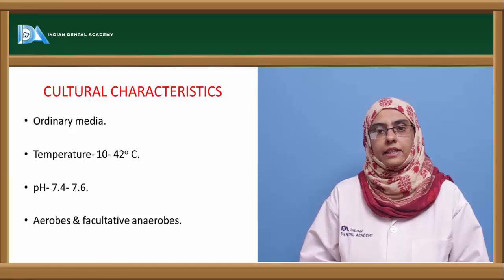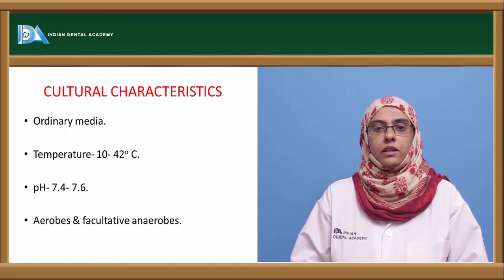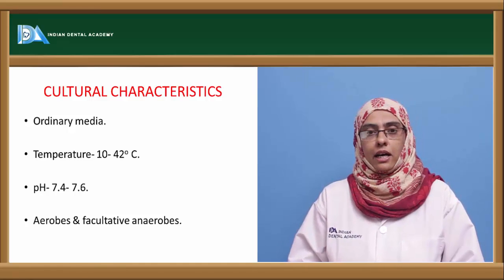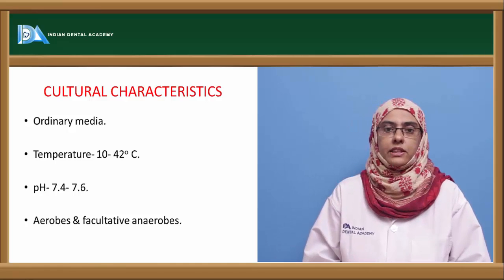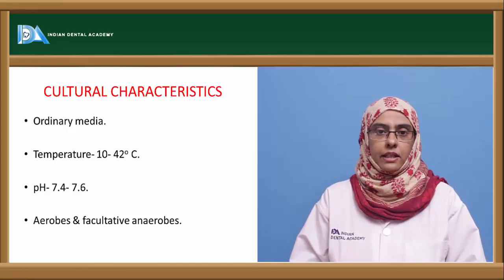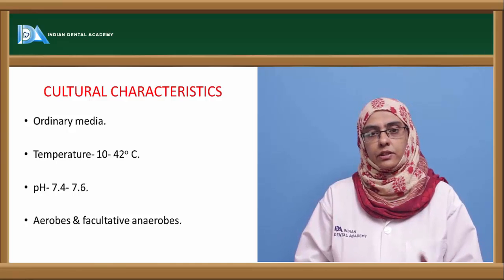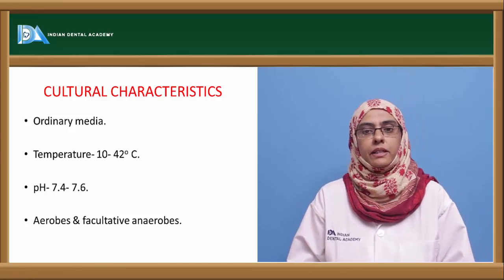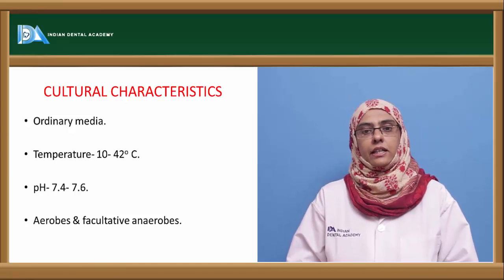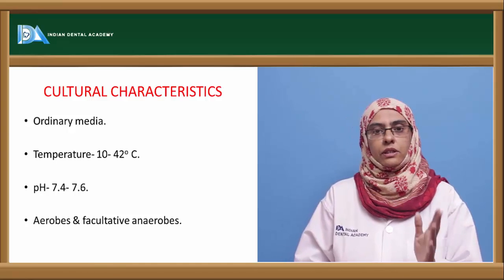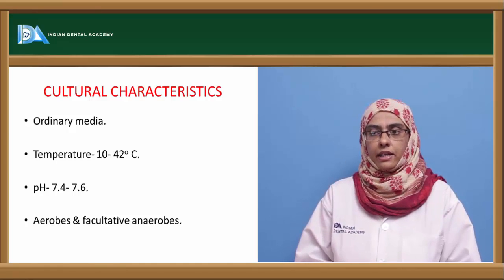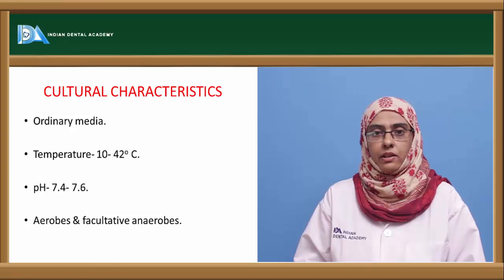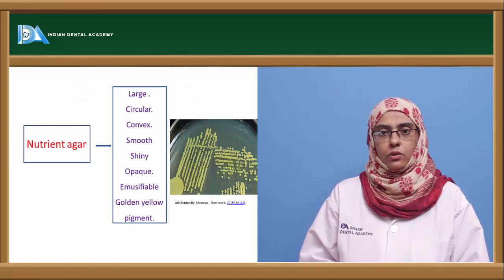Coming to the cultural characteristics, how do you identify them or how do they grow in the artificial environmental media? They can grow in the ordinary media. They are not fastidious organisms, and they require a temperature from 10 degrees to 42 degrees centigrade, the optimum being 37 degrees centigrade, and they require a normal pH of around 7.4 to 7.6, and they are aerobes and facultative anaerobes. Aerobes are the ones that require oxygen for their growth.